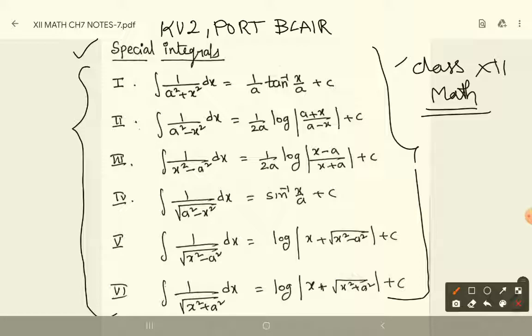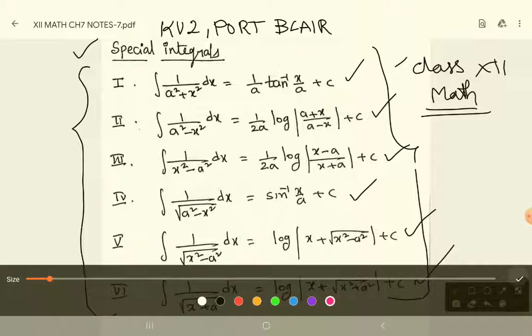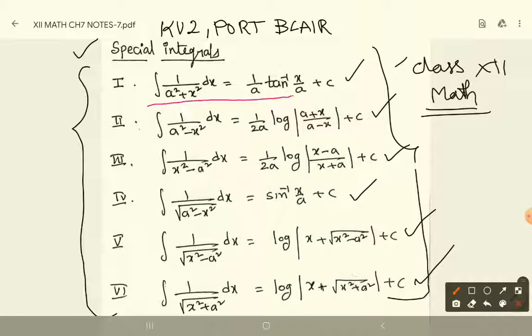So please try to have a look at all these formulas and have a revision on this. The first one is integration of 1 by a square plus x square dx, which is 1 by a tan inverse x by a plus c. The second one is 1 by a square minus x square dx. It is 1 by 2a log modulus a plus x by a minus x plus c. Similarly, for 1 by x square minus a square, the same formula, like x minus a by x plus a, will come.